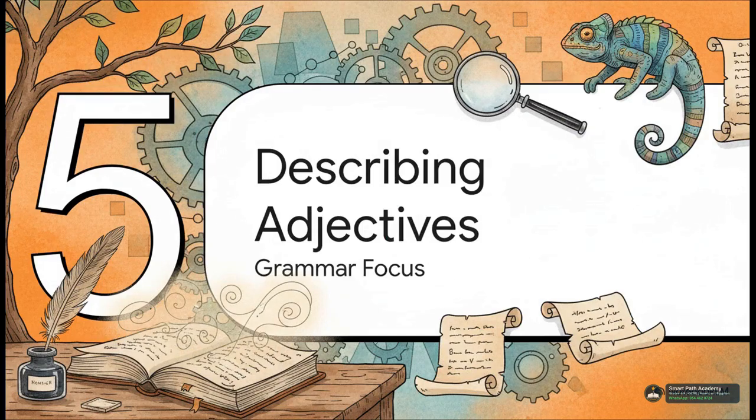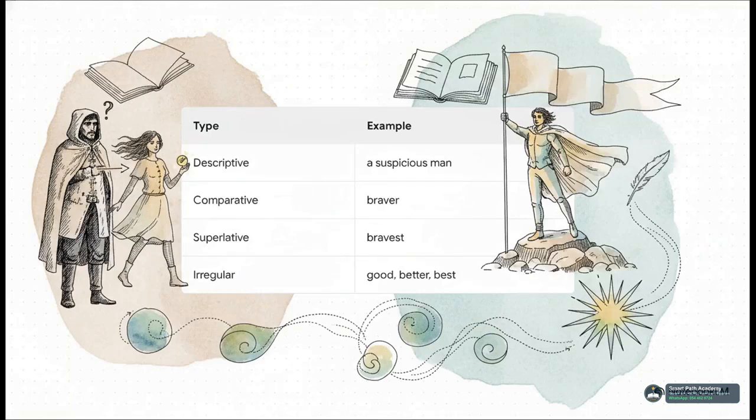Section 5. Describing with adjectives. Okay, let's talk grammar for a second. Adjectives are our describing words, but they actually shift their forms when we start comparing things. A standard descriptive adjective just describes a noun. For example, a suspicious man. But if we're comparing two things, we use a comparative adjective. Usually you just add er or the word more, like saying someone was braver or quieter.